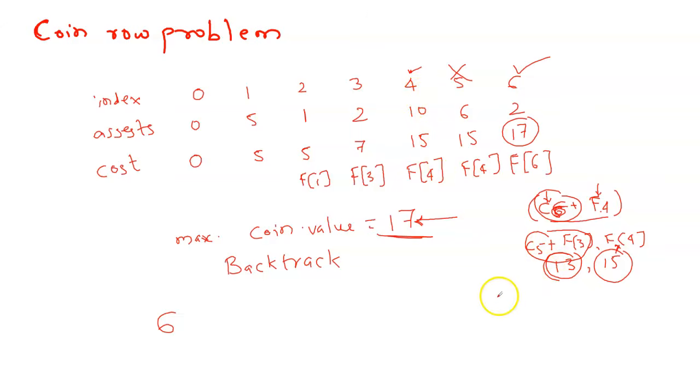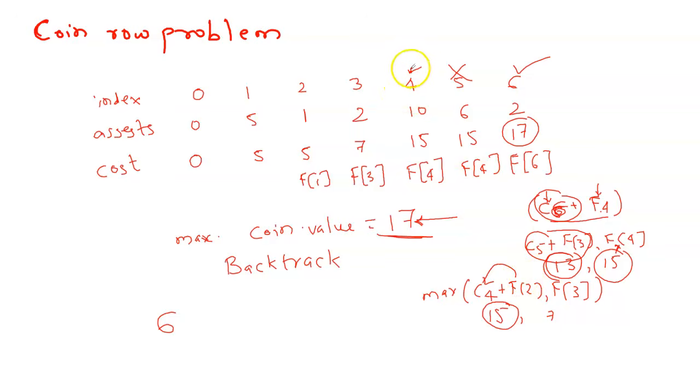Where did we get the fourth coin from? We got it from the recurrence, that is max of C4 plus F2, comma F of 3. C4 plus F2: the value was 15 there, so it was 10 plus 5, that is 15, and F3 value was 7. So here you can see the maximum value is 15. We got it from coin 4 only. Once we add C4 and F2, we get the maximum value.